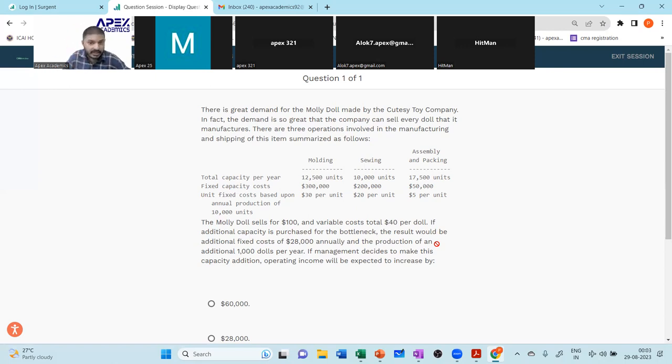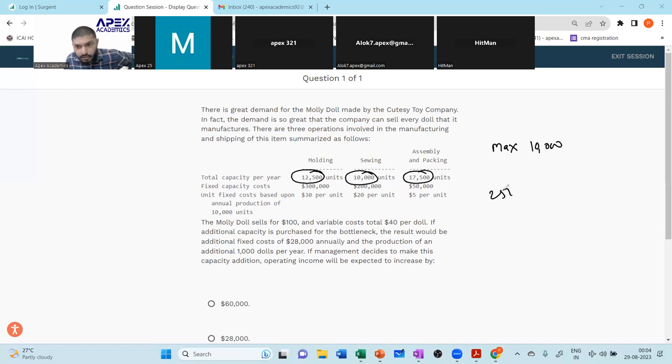I ask you a very simple question. Can you sell a doll without molding it? No, you cannot. Can you sell a doll without sewing it? No, you cannot. Can you sell a doll without assembling and packing the action figure? You cannot. If I am to say that I can mold 12,500 dolls, I can sew 10,000 dolls, and I can assemble and pack 17,500 dolls, my question is, how many maximum dolls can I make? The answer is 10,000.